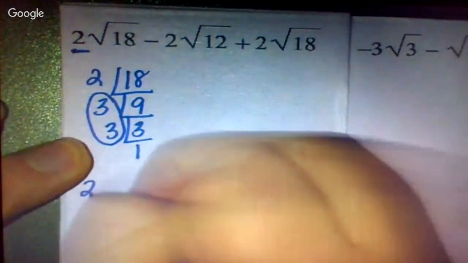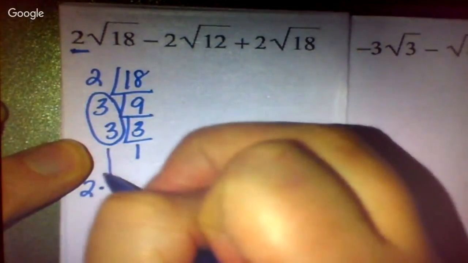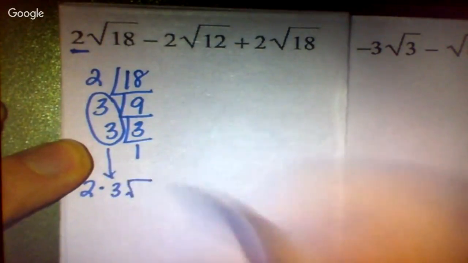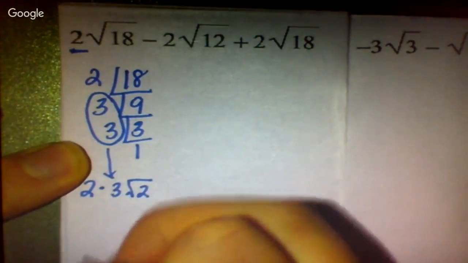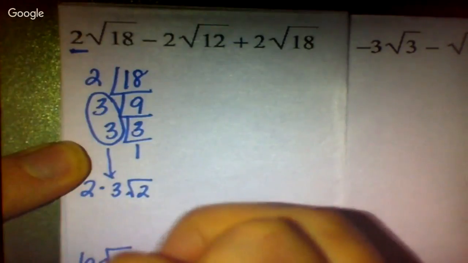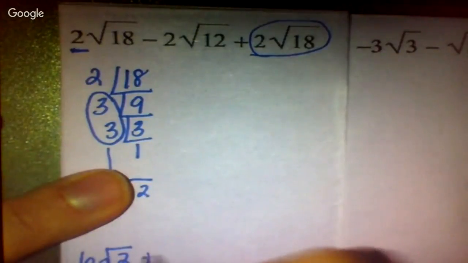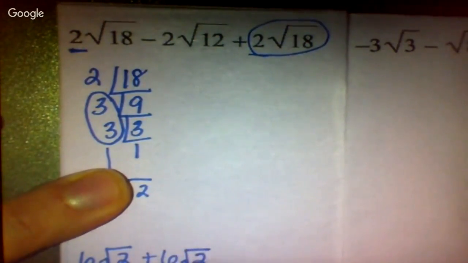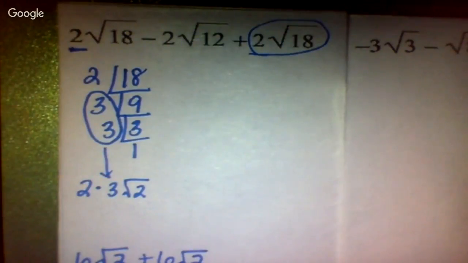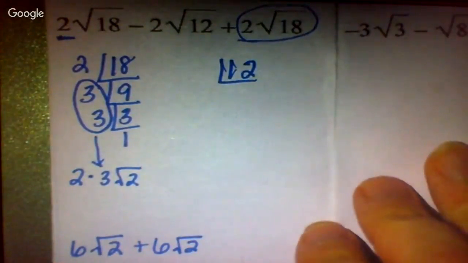Okay, so this one, I have a 2 to bring down. I also bring out that 3 that I circled, and I'm left with the square root of 2. So this actually becomes 6 square roots of 2. Well, look at this one. It's the same. So I'm going to have the same thing, plus 6 square roots of 2. Why make your life hard if it's already the same? Just write it down again. It's a clone.